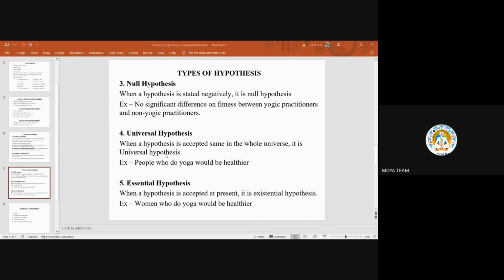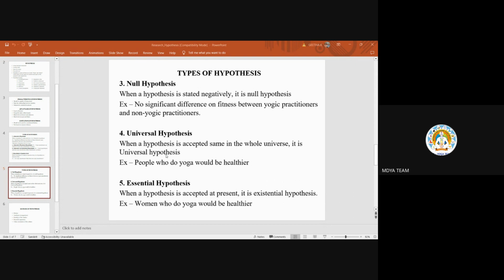Okay. So negative, they couldn't prove the result according to the statistical table. That is why they are saying, they never say the research is a failure. So no significant difference on fitness. So the second example is very important.